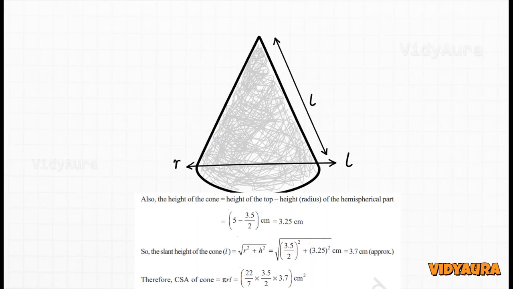We are so close. You're doing great. Now that we have r and L, we can finally find the curved surface area of the cone. The formula is pi rl. So we just pop in the numbers. That's 22/7 times the radius, 1.75, times our new slant height, 3.7.